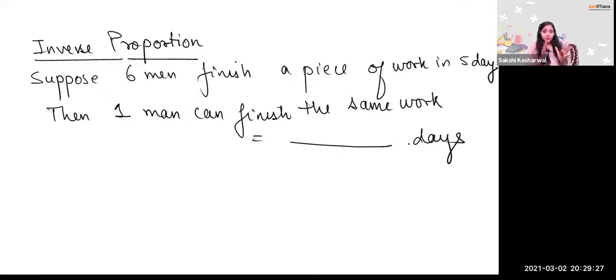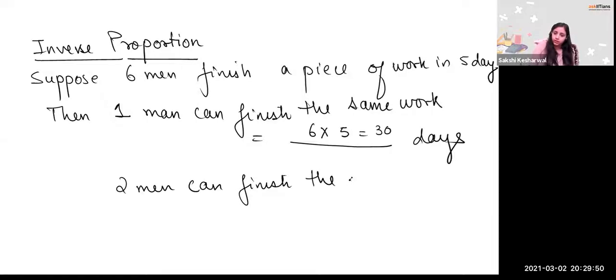6 men, 6 persons are decorating a room in 5 days. तो एक आदमी कितने दिन में काम करेगा बेटा? One man will finish the same work in what? 5 into 6, that's 30 days. So it will be 6 into 5, which equals 30 days, right?